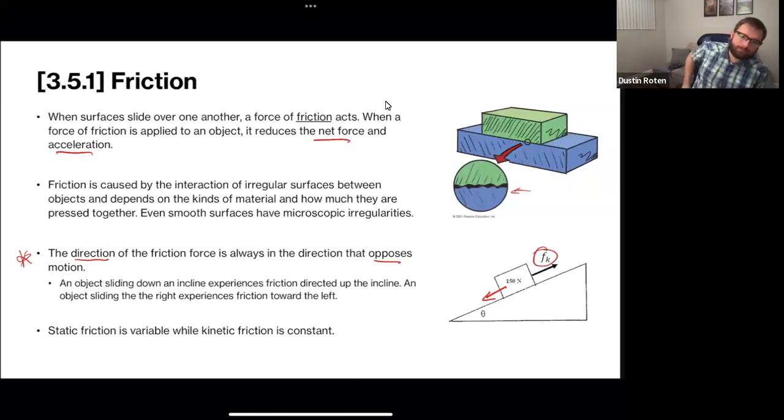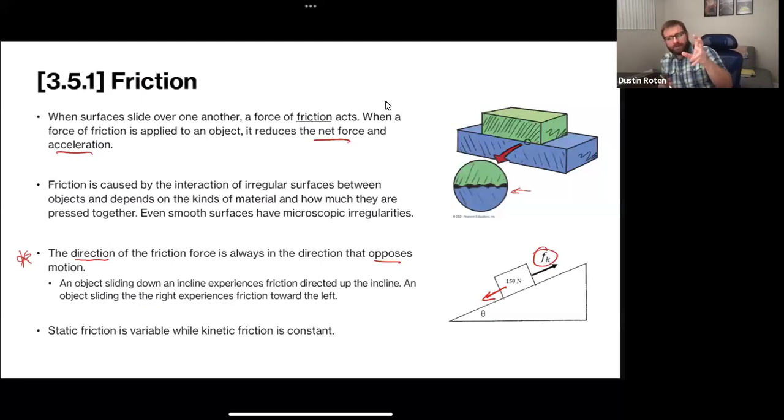So just keep that in mind. Sometimes these problems do get a little complicated. So sometimes it's good to just take a step back and think about, okay, well, which way should friction point? You can ignore the math and just draw a picture, and usually it's pretty telling.